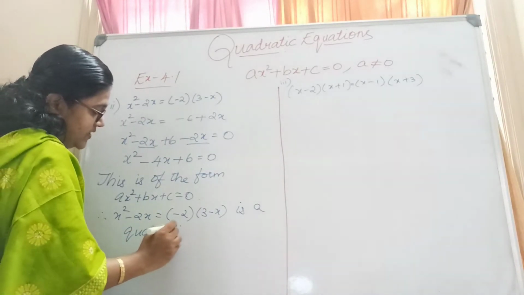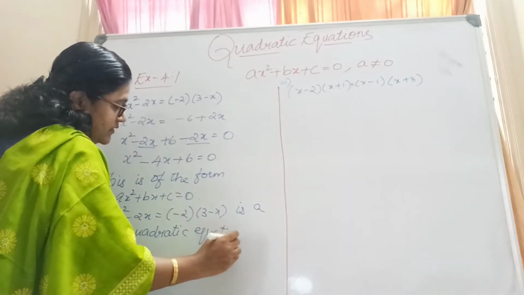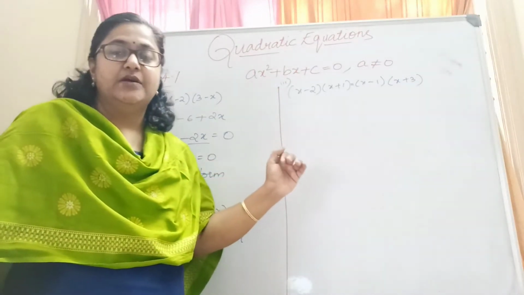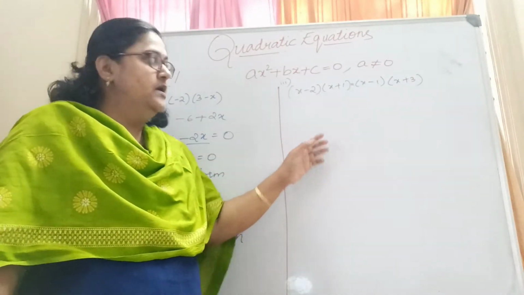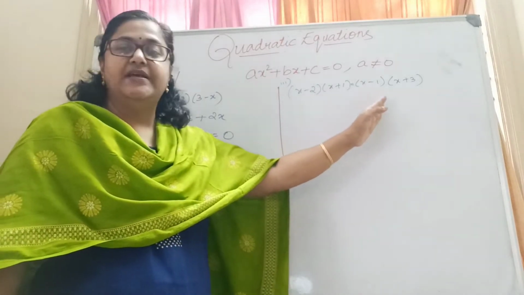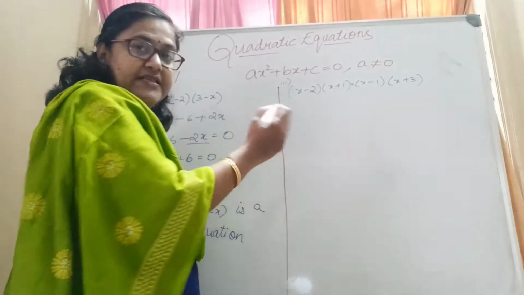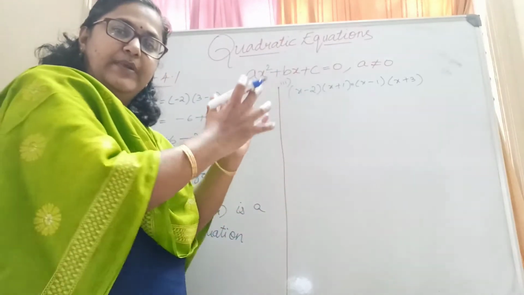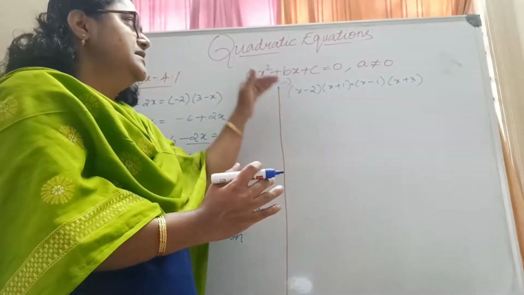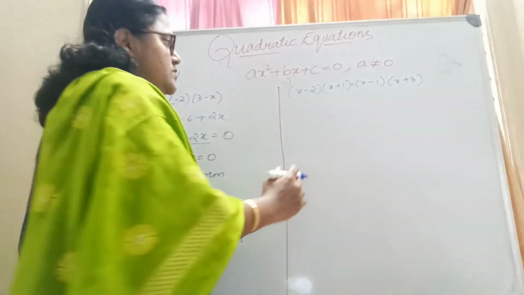That is, the given equation is a quadratic equation. Now, we'll check the next one, whether it is a quadratic equation or not. The next one is (x − 2)(x + 1) = (x − 1)(x + 3). So, let us simplify both LHS and RHS, and then we'll bring everything, segregate everything onto the LHS, and let us check whether it is similar to ax² + bx + c = 0.